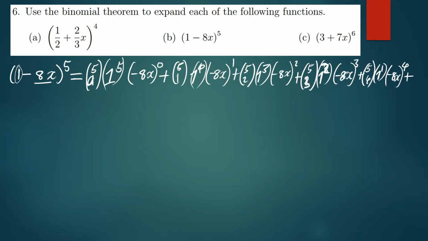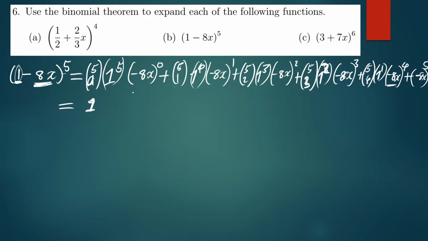And then the last term, you just get what is there. So we have negative 8x to the power 5. So the first term is always what is there to the power 5. The last term will always be what is here to the power 5. So this is why I said the first term there, you can just write 1 to the power 5, which is just 1. And then the next term here, you simply say 5 choose 1.